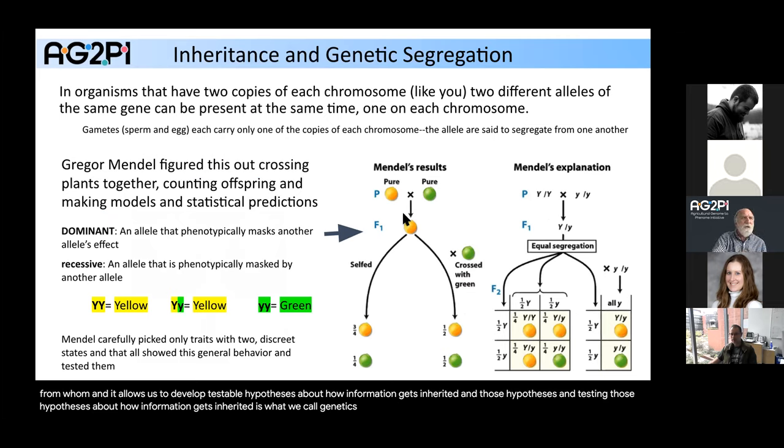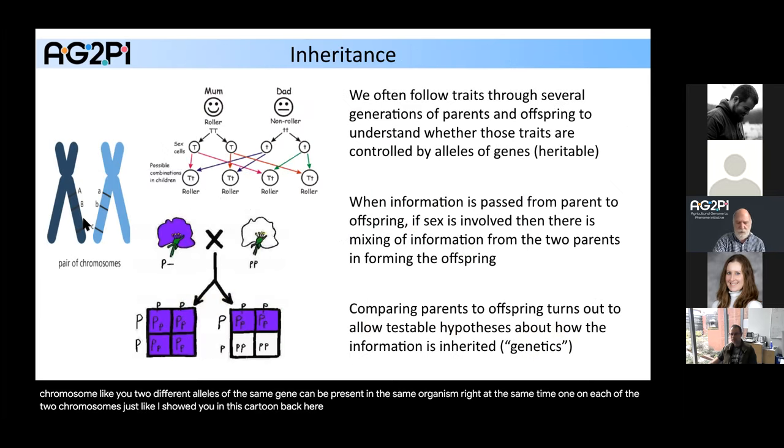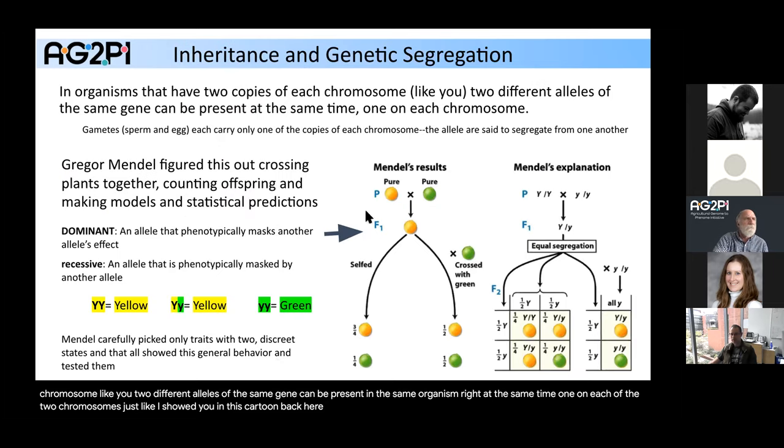So it turns out that, as I said, in organisms that have two copies of each chromosome, like you, two different alleles of the same gene can be present in the same organism, right? At the same time, one on each of the two chromosomes, just like I showed you in this cartoon back here. Each gamete carries only one copy, and the alleles segregate from one another when those gametes get made, the egg and the sperm get made.